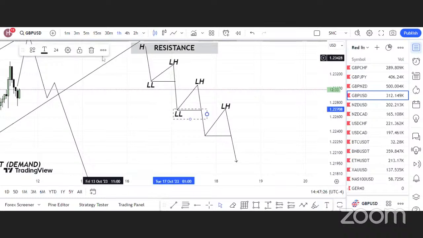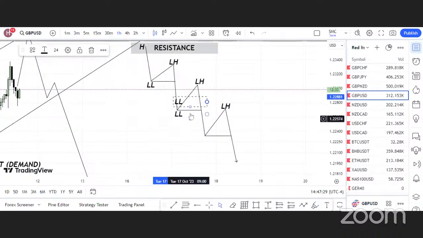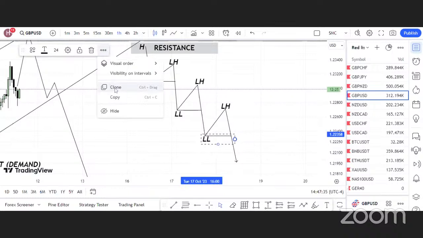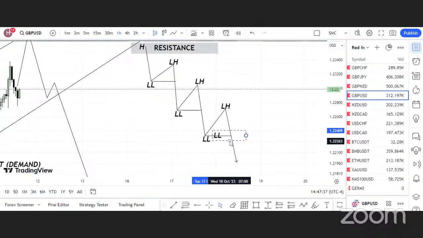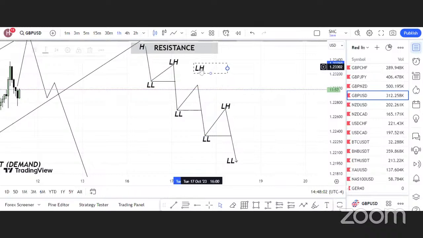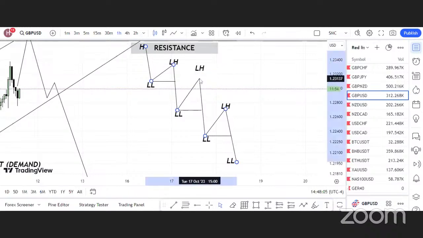So now the market just keeps creating new lows. Then we have another low here, and another low here. This is the lowest low. Every time the market keeps breaking structure to the downside, it will keep creating lower lows. And then we'll be looking for the sell opportunity. When this market broke to the downside, the next opportunity you want to be looking out for is a sell opportunity.